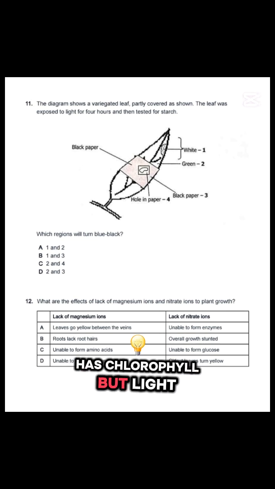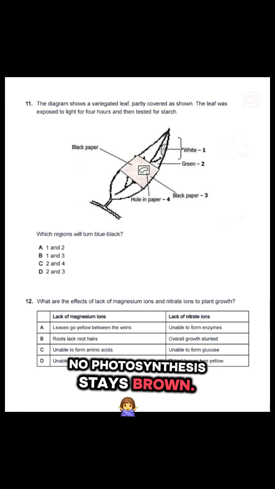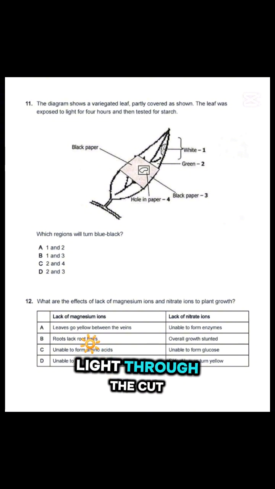Region 3, covered green, has chlorophyll but light is blocked by black paper. No photosynthesis. Stays brown. Region 4, hole in paper, green area that receives light through the cutout hole. Photosynthesis happens. Turns blue-black.